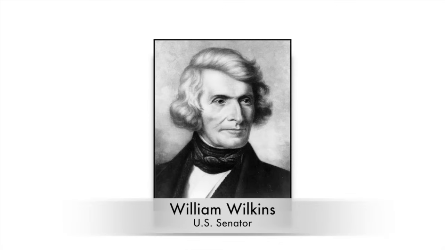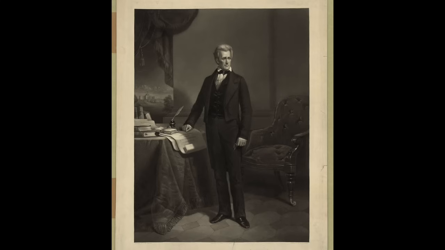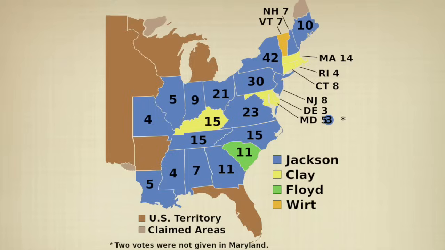Martin Van Buren became the 8th vice president in history. Even though all of the Democratic electors from Pennsylvania voted against him and instead voted for William Wilkins, a U.S. senator from, you guessed it, Pennsylvania. As crazy as it sounds, Andrew Jackson would be the last president until Abraham Lincoln to be re-elected. As much as some people hated him at the time, he remained oh so popular with most ordinary Americans.